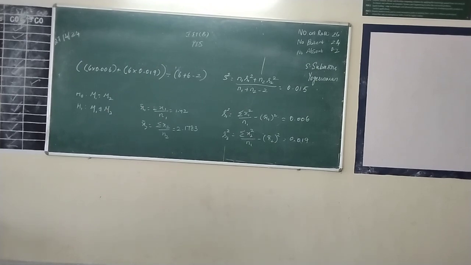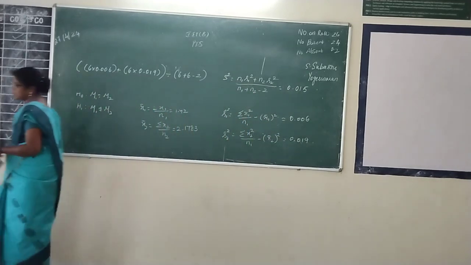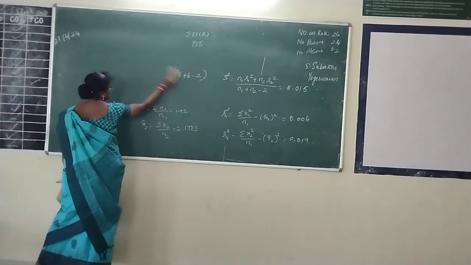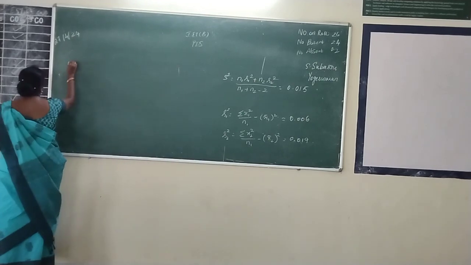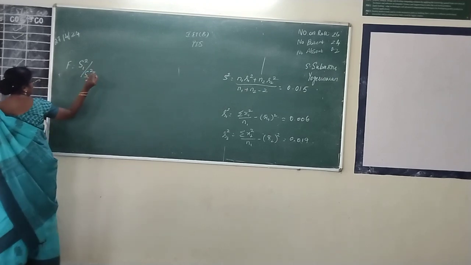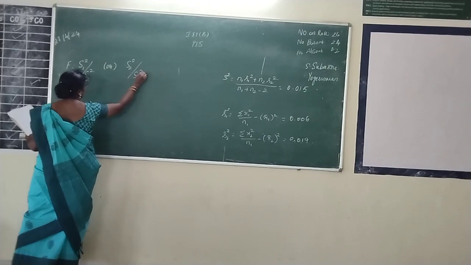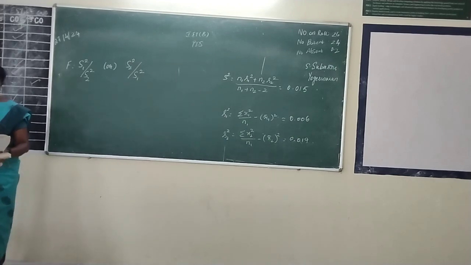Test of significance for difference of variance. Here you are going to make use of the F distribution. The test statistic is capital F equal to capital S1 square by capital S2 square, or capital S2 square by capital S1 square. You write, I will tell you how to identify which one you have to choose.